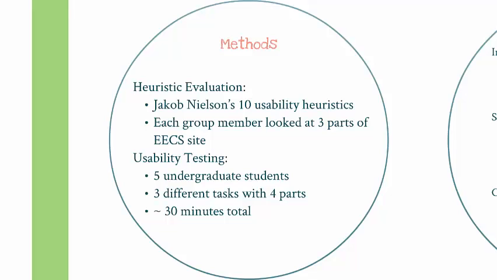In the heuristic evaluation, we used Jakob Nielsen's 10 usability heuristics to compare the EECS website to. Due to the complexity of the EECS site, each group member was in charge of 3 different parts of the site to apply Nielsen's heuristics to.